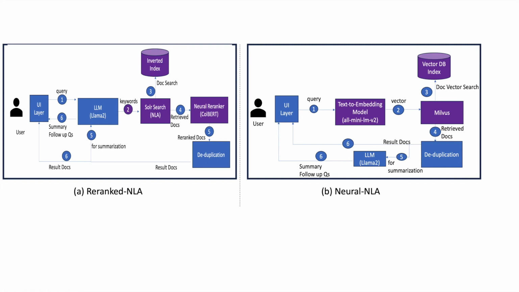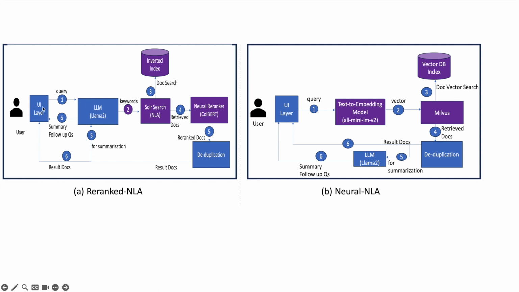Hello, this is Jaideep, and I'm going to take you through both the different approaches we have tried to upgrade NLA. One is reranked NLA, another is neural NLA. The similarities between both these architectures are colored in blue boxes, whereas the major differences are colored in purple boxes. In reranked NLA, we try to build on top of the existing search capability inbuilt in NLA, which is Solr search. But we judiciously chose to apply large language models or neural retriever models as and when necessary.